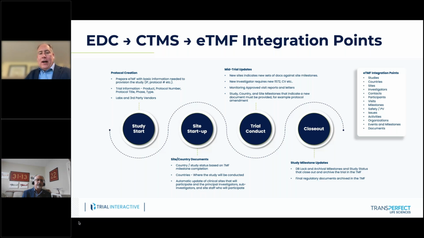Maybe the simplest thing is the mid-trial updates. So that's, I've got a new visit. I'm expecting 2 letters. I'm expecting a report. Those are the kinds of things that the TMF needs to expect and know, that it shouldn't count against my eTMF health if the visit didn't happen, for example. And then, of course, there's many other milestones that are happening, things like closeout, where DB lock is happening, and you have to archive a great deal of information at that stage.